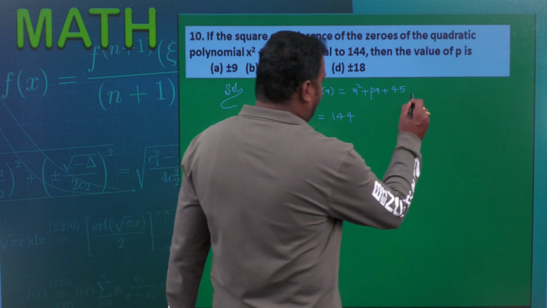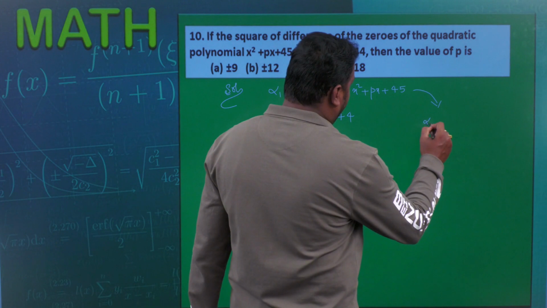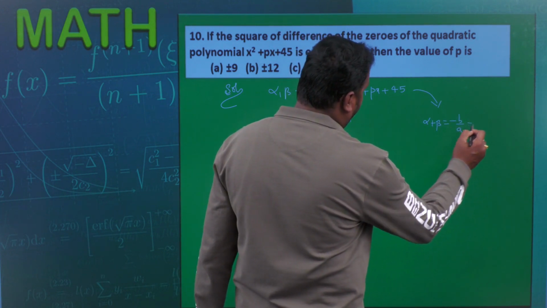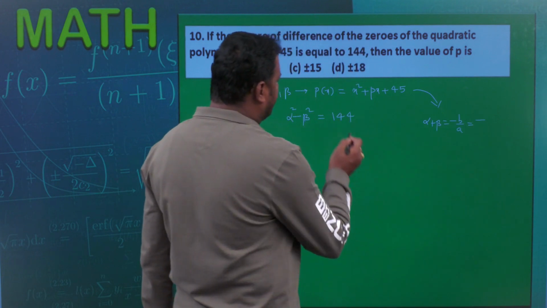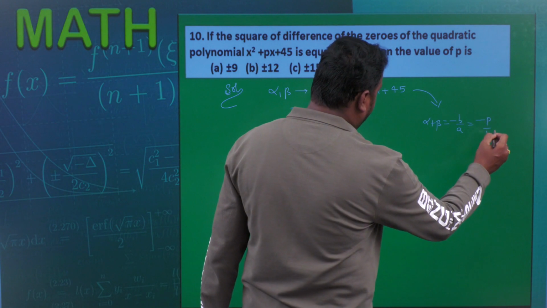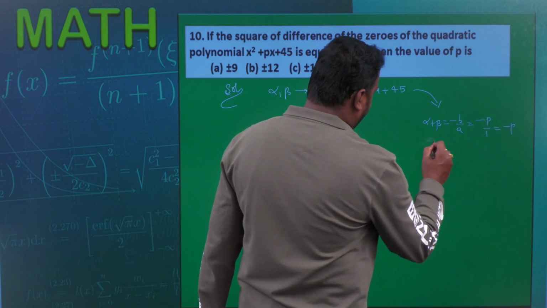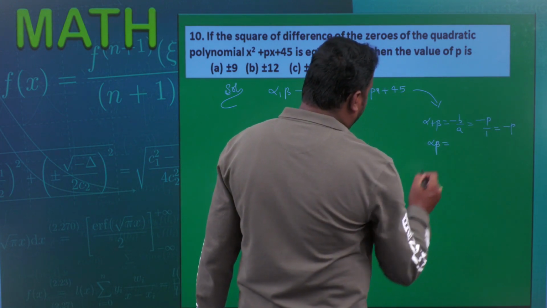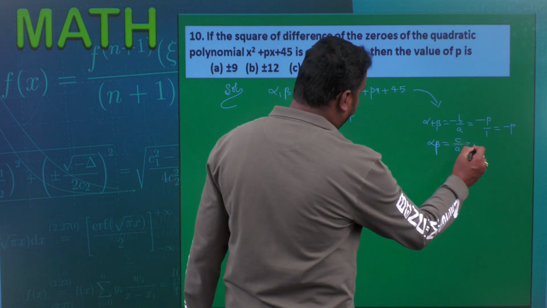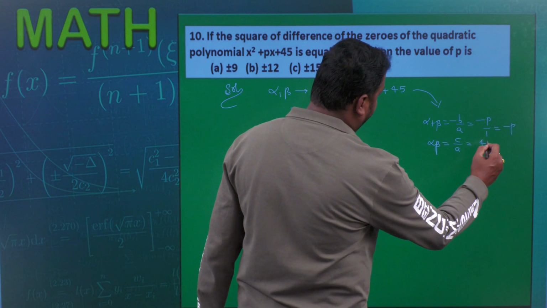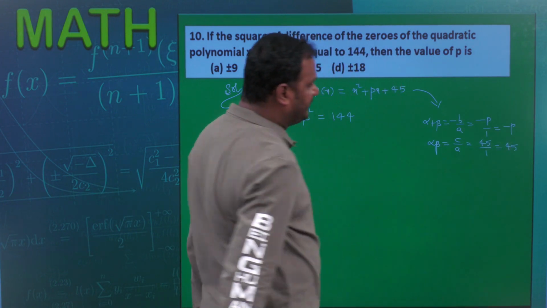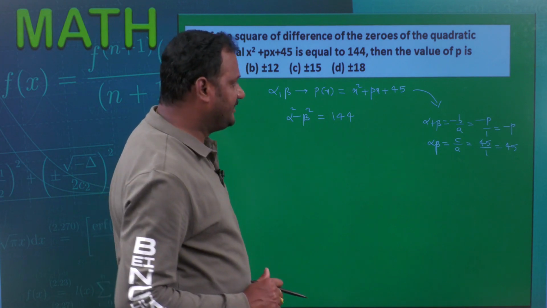See, what is the information provided? Alpha plus beta is equal to minus b by a, minus what is the value of b? b is equal to, of course, p divided by a is equal to 1, which is equal to minus p. And what is alpha into beta? Alpha into beta is equal to product of zeros, that is c divided by a, and the value of c is equal to 45 divided by 1. 45 by 1 is equal to 45. So now I am ready with alpha plus beta and alpha into beta.